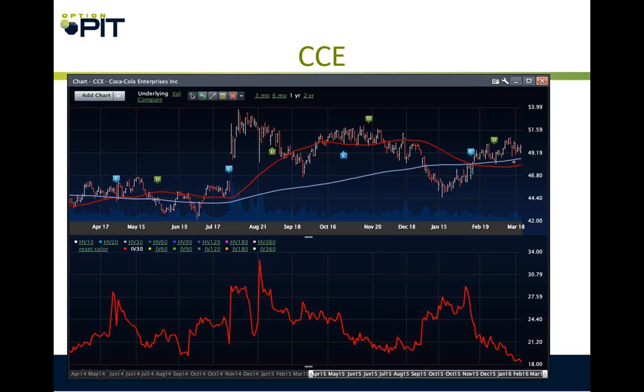The red is implied volatility at 30 days to expiration. So where would you say implied volatility is in this name? It is low. Now, where is the movement? There's some decent candles, but it looks pretty rangy, doesn't it? Yeah.